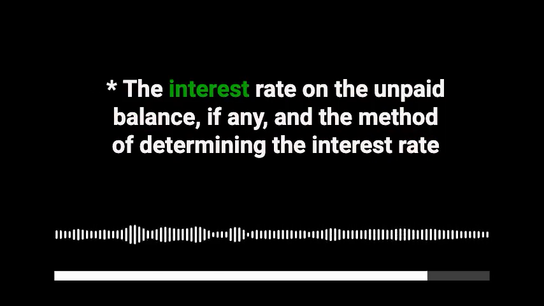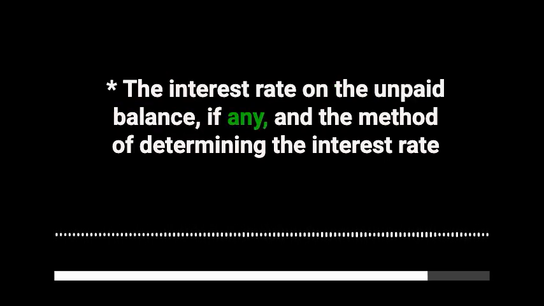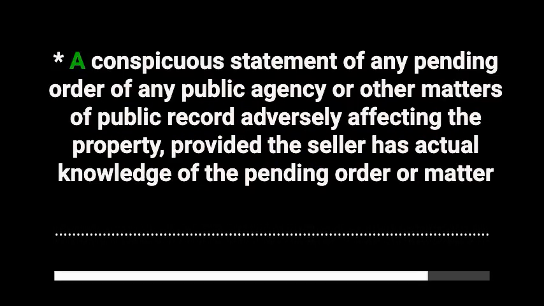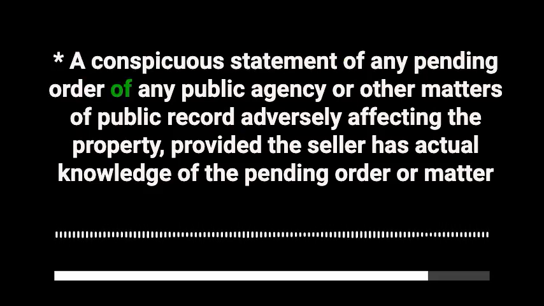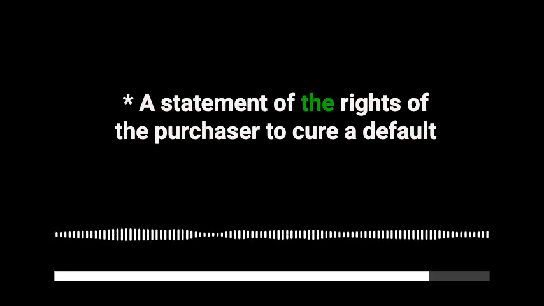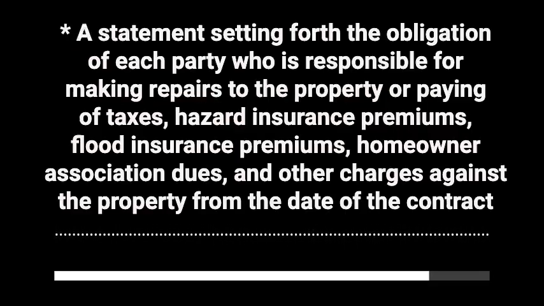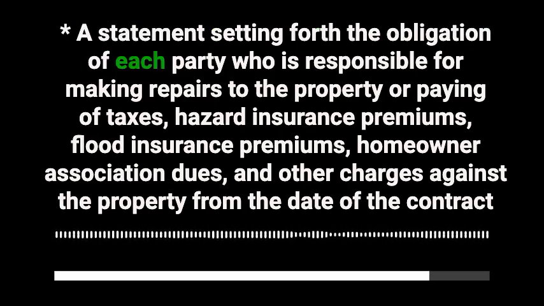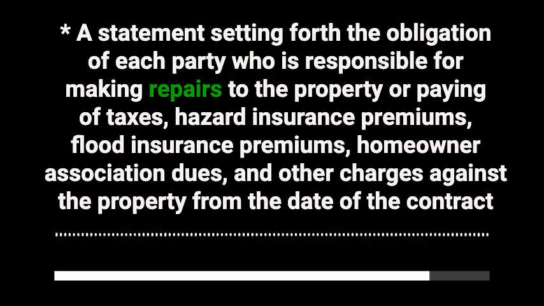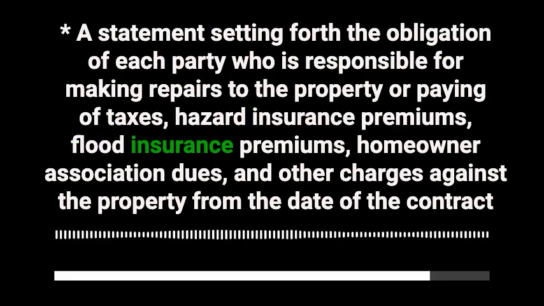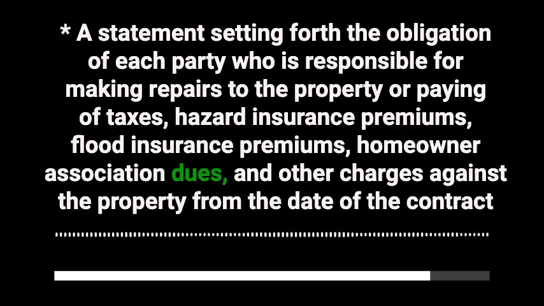installment payments, the interest rate on the unpaid balance, if any, and the method of determining the interest rate, a conspicuous statement of any pending order of any public agency, or other matters of public record adversely affecting the property, provided the seller has actual knowledge of the pending order or matter, a statement of the rights of the purchaser to cure a default, a statement setting forth the obligation of each party who is responsible for making repairs to the property or paying of taxes, hazard insurance premiums, flood insurance premiums, homeowner association dues, and other charges against the property from the date of the contract.